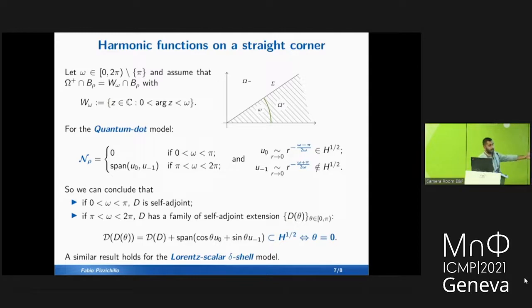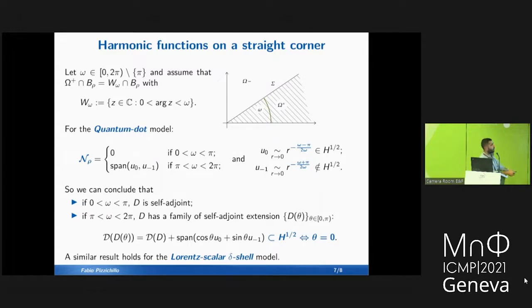For the Lorentz-scalar delta-shell interaction, we had a similar result. Actually, we had this kind of result. U0 and U-1 will be different, of course. But we do not have any distinction between a convex angle and a concave angle. It's a transmission condition, so you will be convex from one side and then not convex from the other side.